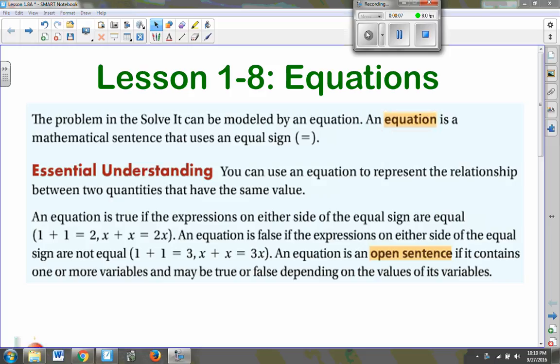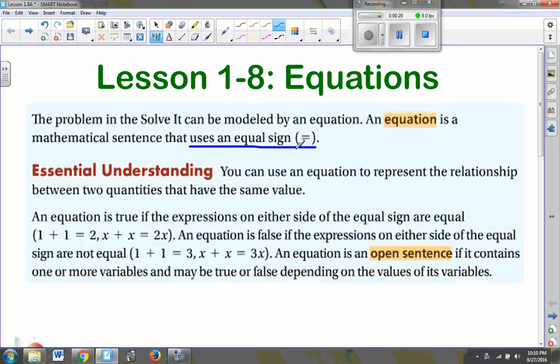We're going to start talking today about equations. Throughout chapter 1 so far, we've been talking about algebraic and numerical expressions, which we've been simplifying using the distributive property, combining like terms, and things like that. Now today we get an introduction to an equation. An equation is different because an equation uses an equal sign.